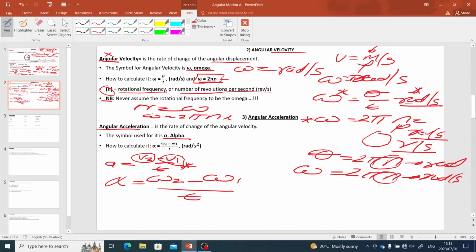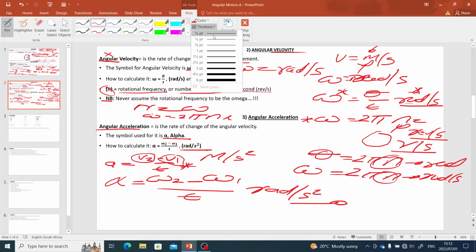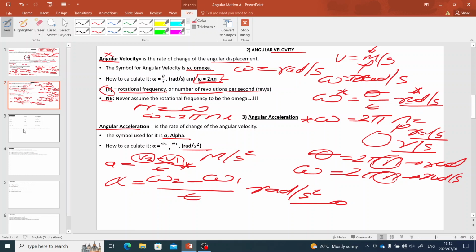Then the SI unit of linear acceleration is meters per second squared. But the fact that motion has occurred on the circular course, it will be rad per second squared. This is the SI unit of angular acceleration as indicated there. That's what we are dealing with here, good people. Now let's look at the formulas that we will be working with under angular motion.